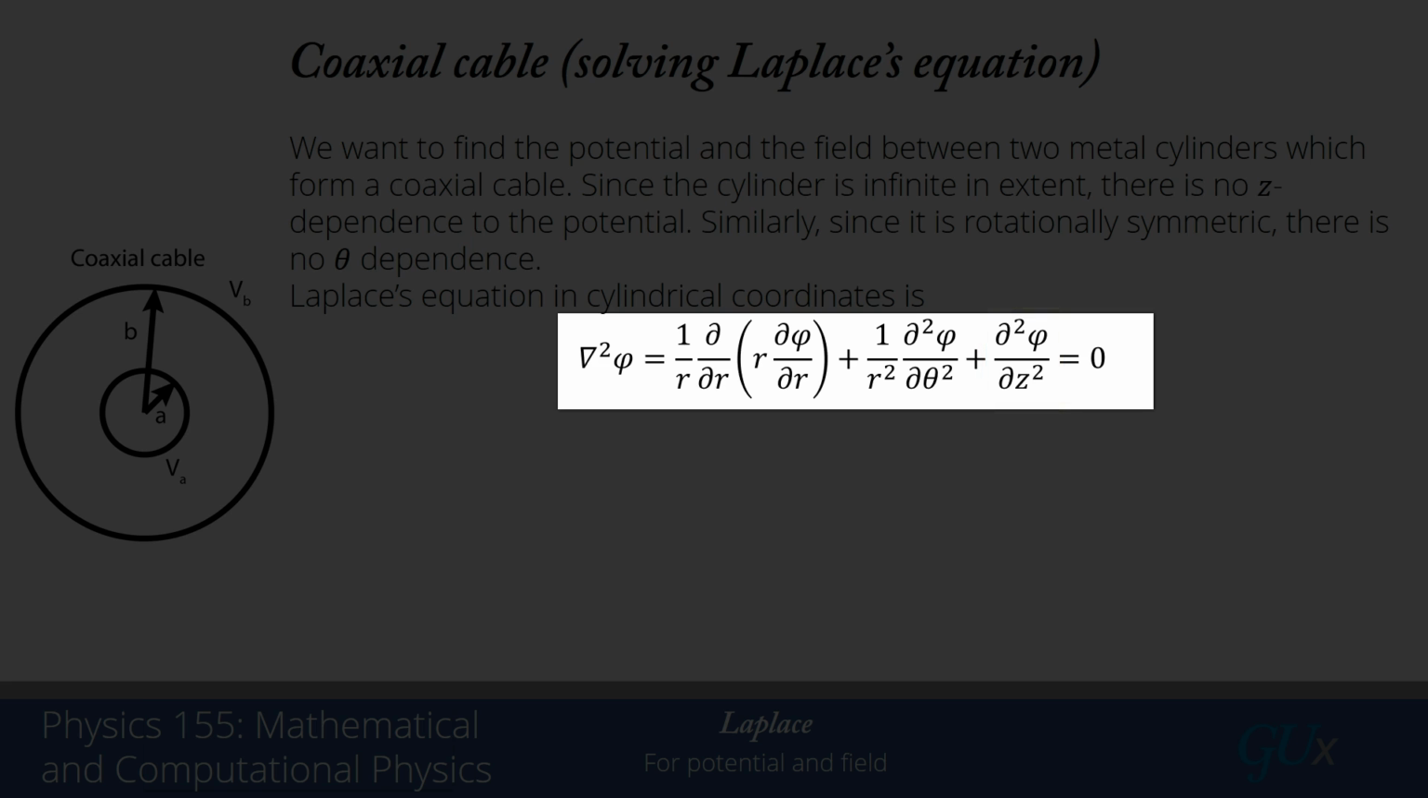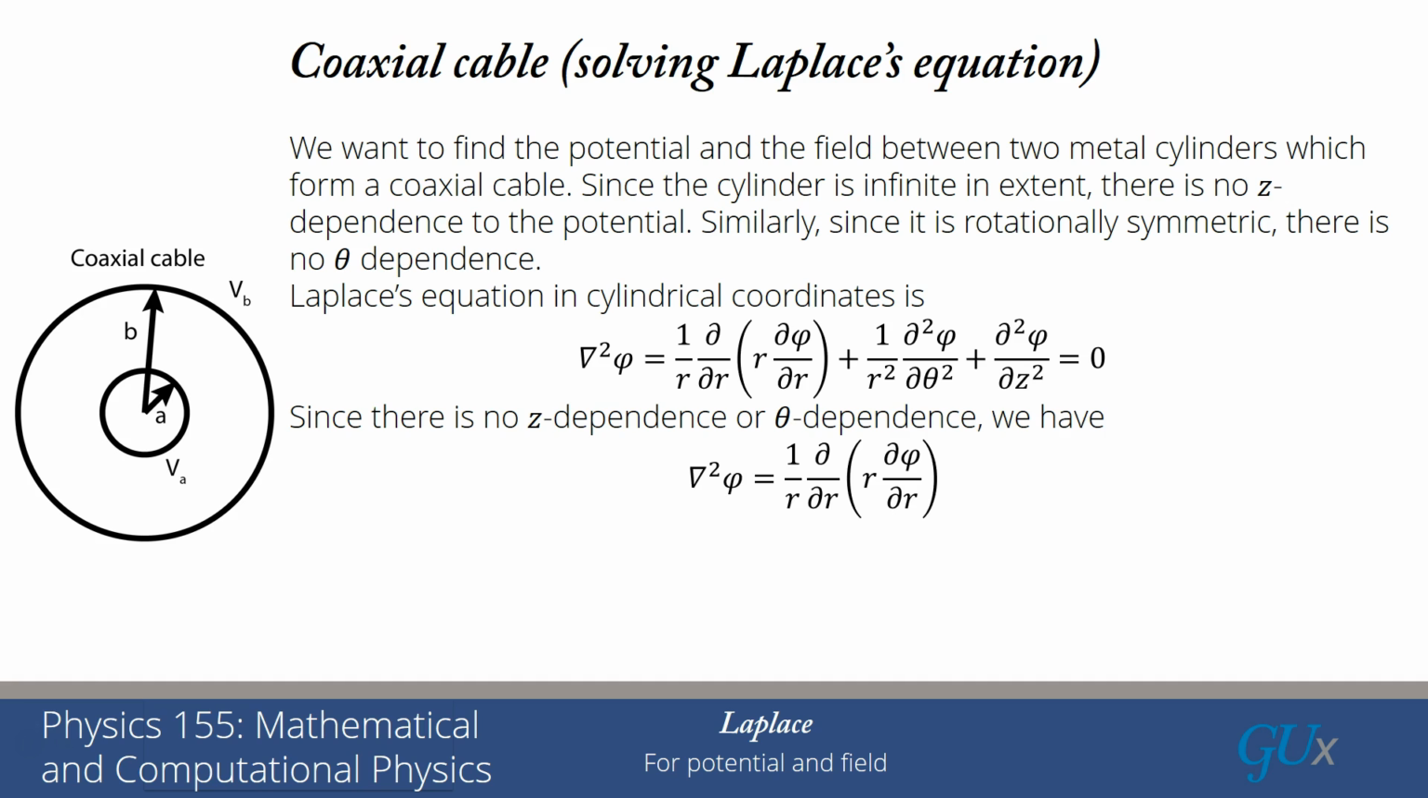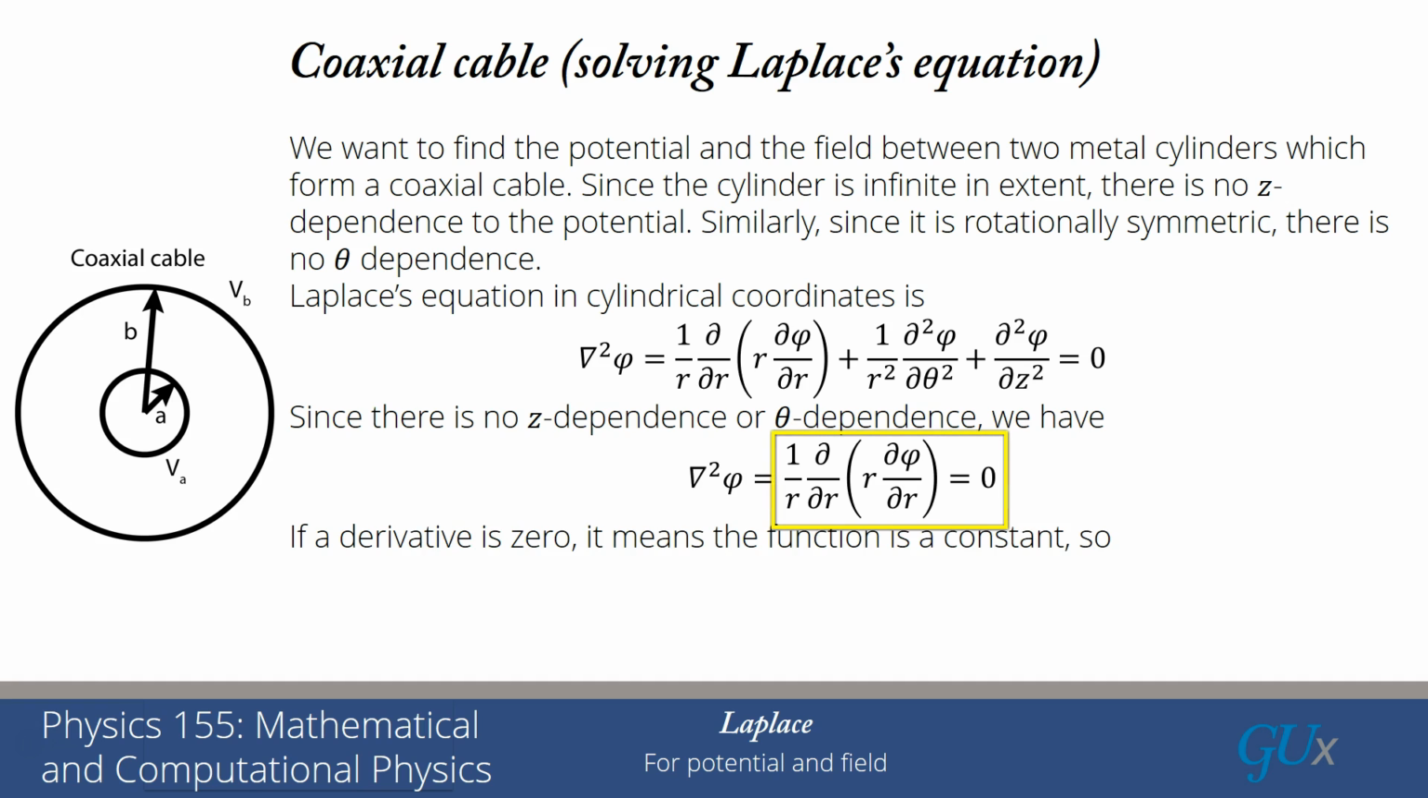Now, of course, we know there's no z dependence and there's no theta dependence. That means the last two terms are both equal to 0. So we can simplify the equation to just having the first term with the derivatives with respect to the radial coordinate equal to 0. Now, if you look closely, what this says is the derivative of the thing in the parenthesis is equal to 0.